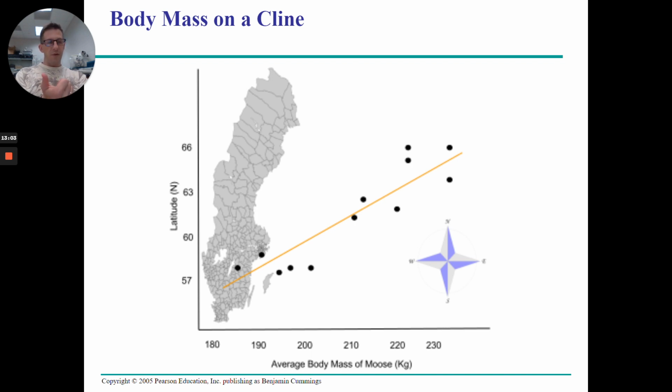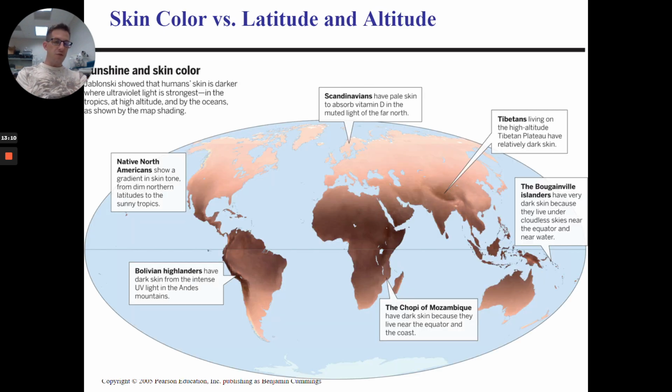So we see variation at latitude, we see variation at altitude, and even within geographic regions. Kind of an interesting thing. We also see this happen with human beings, where even within our own species there are different populations that have different variation within them. And again, just like the moose and just like the plant in the Sierra Nevadas, the trait that I'm thinking of, skin color, does vary or change with latitude and also altitude.